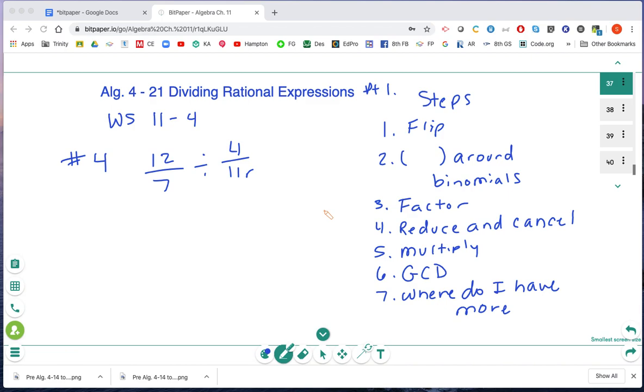Rational expressions. And I've written the steps over here on this side. We're going to go through these steps. Now, sometimes we won't have to use all of the steps. It will just depend on how complicated the rational expression is.